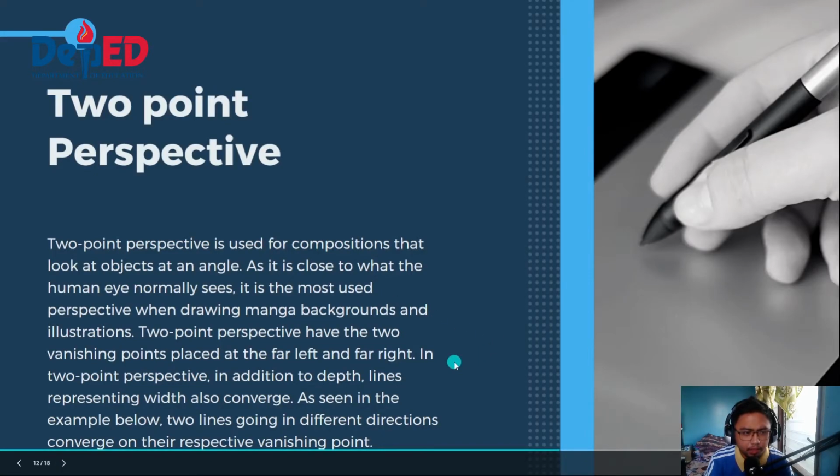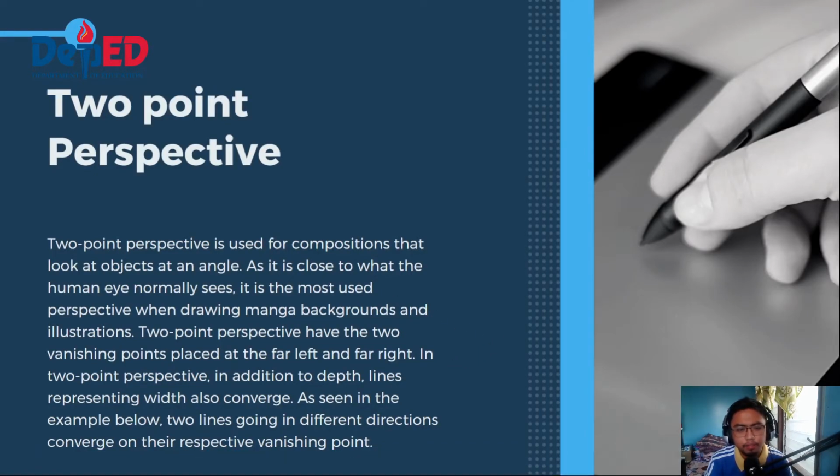And then we have two-point perspective. Two-point perspective is used for compositions that look at objects at an angle. As it is close to what the human eye normally sees, it is the most used perspective when drawing manga backgrounds and illustrations. Two-point perspective has two vanishing points placed at the far left and far right of your illustration. In two-point perspective, in addition to depth, lines representing width also converge. As seen in the example below, two lines going in different directions converge on their respective vanishing points.